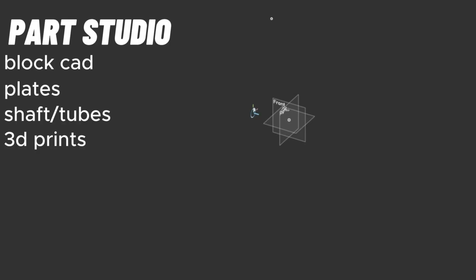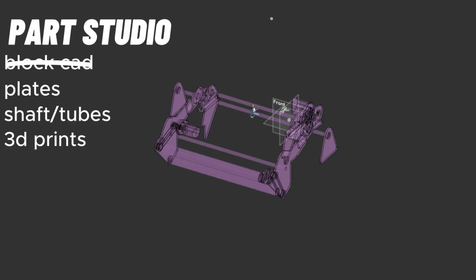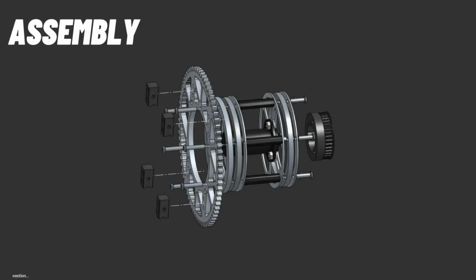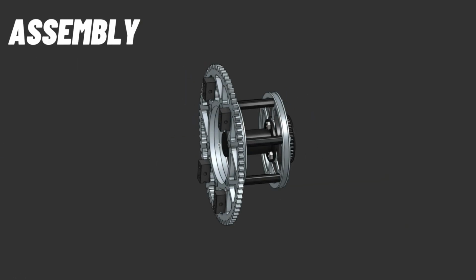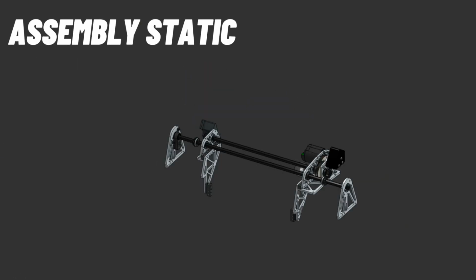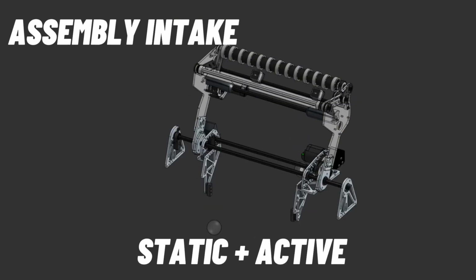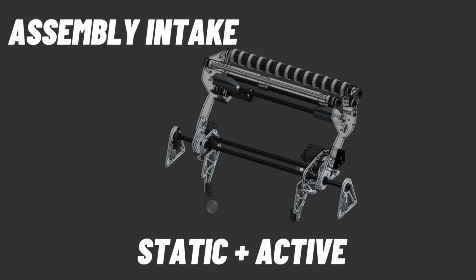Every robot CAD starts in the part studio. We import our block CAD and start building directly off of it, creating plates, shafts, tubes, and any 3D prints. Next, we fully construct the components in CAD into 2 assemblies, the static assembly and the active assembly. Then you put them together to make a subsystem. This subsystem is the intake, and let me dive a little bit deeper.